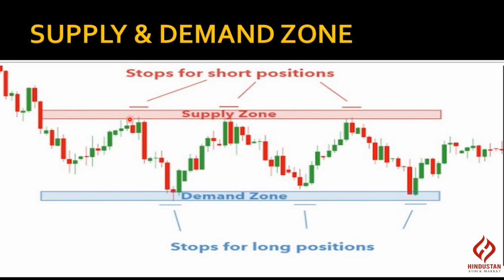This supply zone is most likely to act as a resistance, and a demand zone most of the time works as a support. So here you can see when it comes near this particular zone, you can see back to back bullish candles. Again, when it comes near this particular point, bearish candles, right? A big bearish candle at the breakout always indicates selling pressure, right? So this is what the supply and demand zone is with respect to support and resistance.